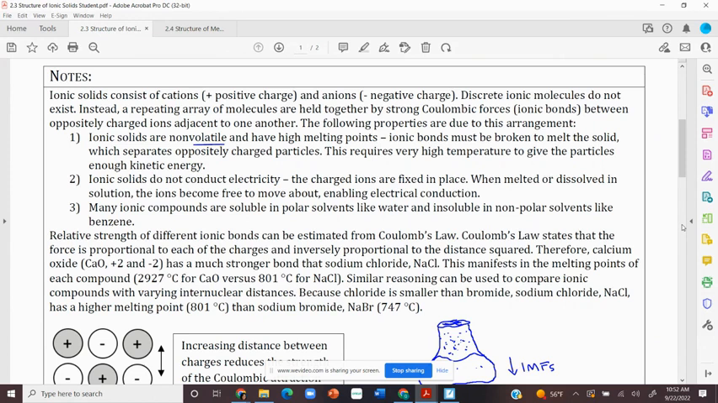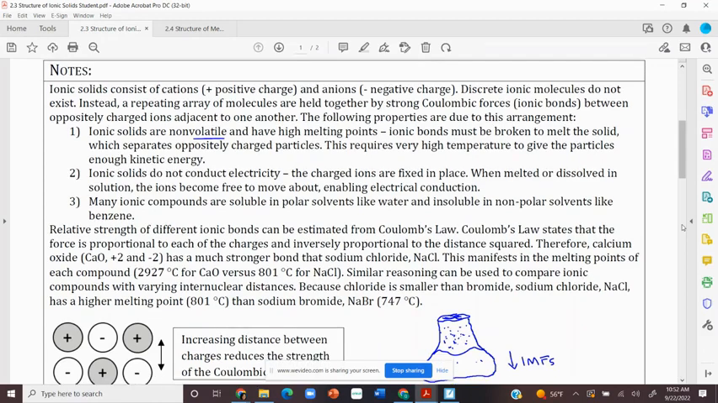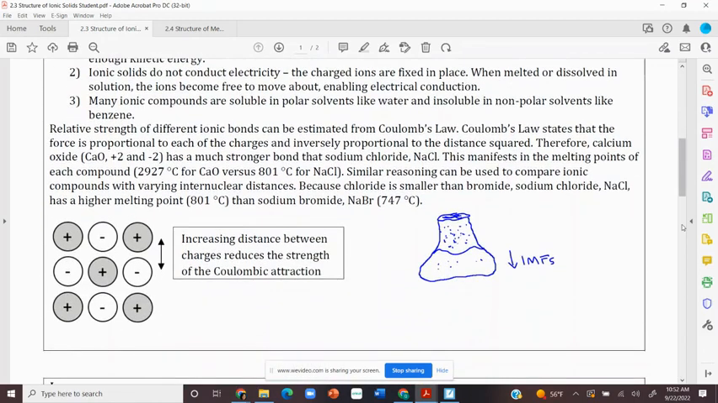Ionic solids do not conduct electricity. The charged ions are fixed in place. So they're in this lattice structure here. And because of that, they can't slide past one another. But if you melt them, then the individual ions are able to move. And then you can have conduction of electricity. Or if you dissolve them in a solution.